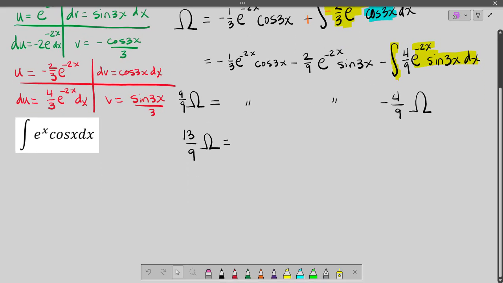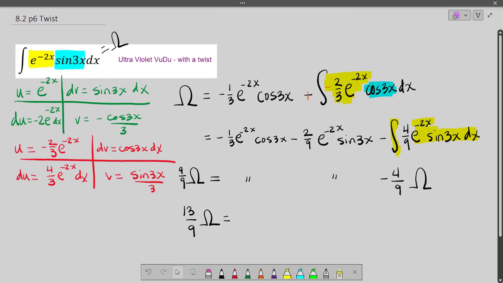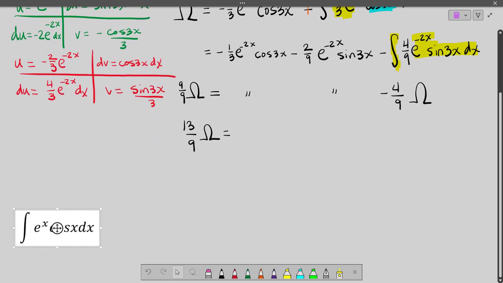Is that a yes? So 13/9, everyone following that? No. So over here we have 4/9 omega, because the yellow here is omega and the constant factors to the front. So we have negative 4/9 omega. On the left side, we said the left side is just the original integral, which we're calling omega. And so we have 1 omega, which we could write as 9/9 omega, just so they have the same denominator. And then we add 4/9 to 9/9, getting 13/9.